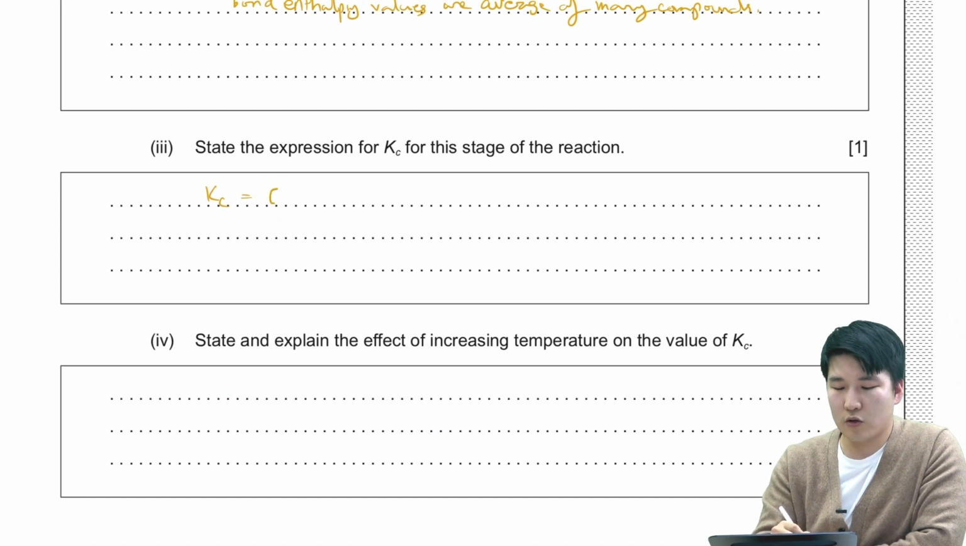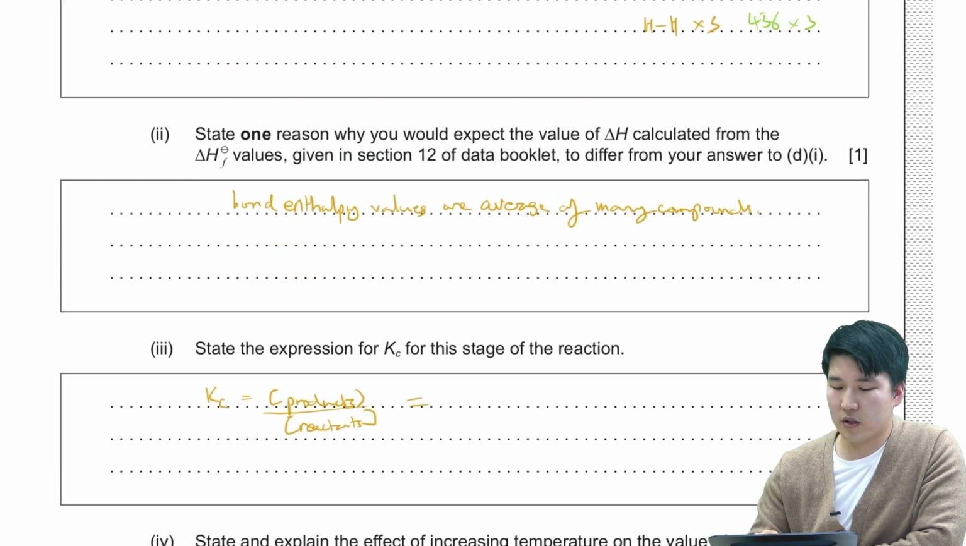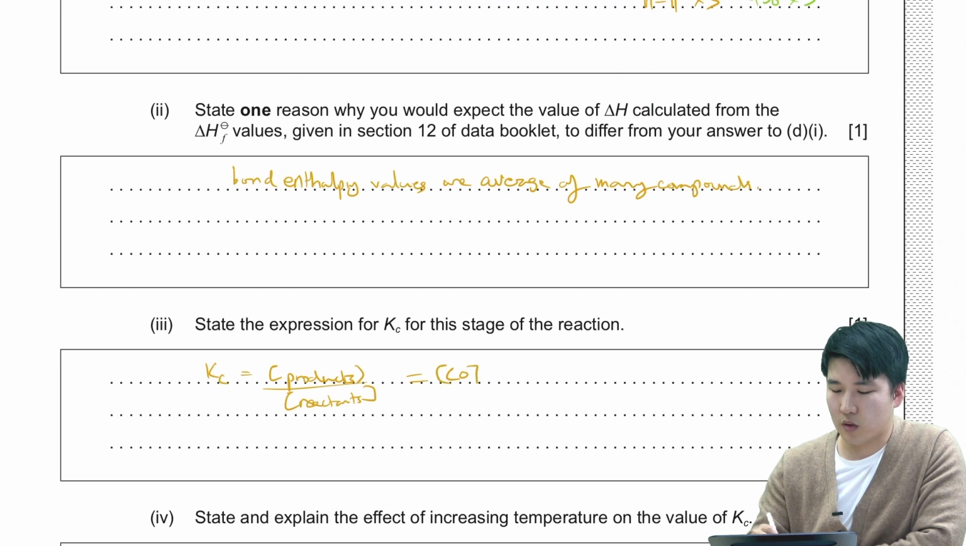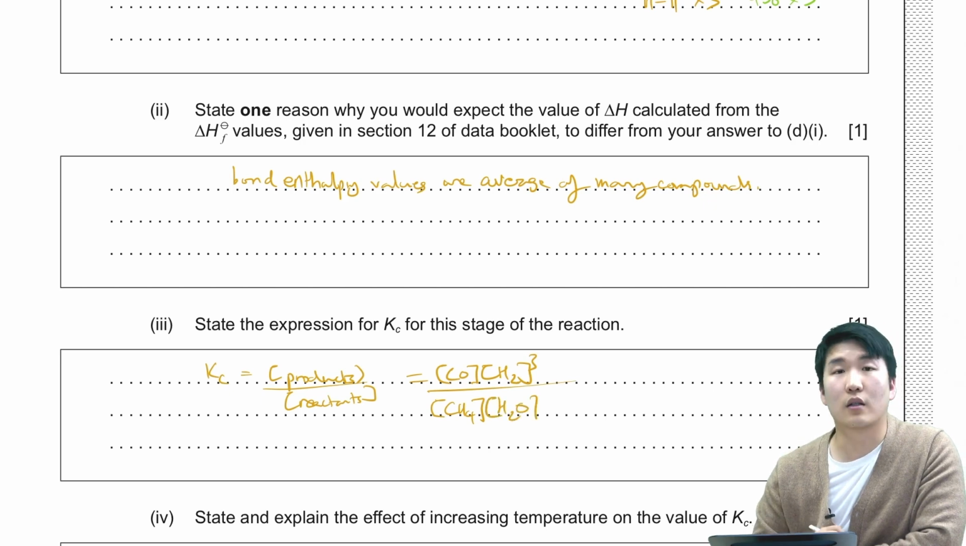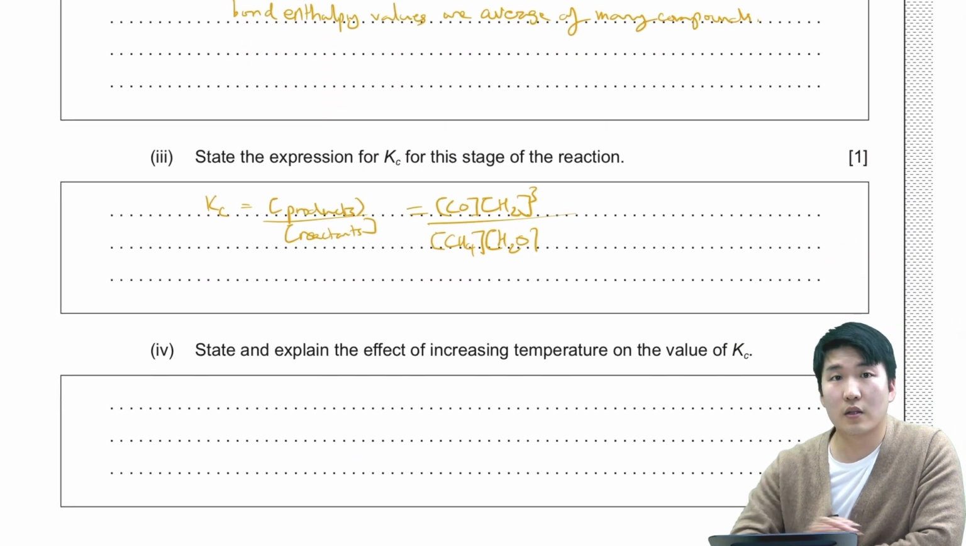Kc expression is going to be the concentration of products over reactants, where our products are represented by carbon monoxide, 1 carbon monoxide, and 3 H2. So we'll be cubing H2 concentration over 1 methane and 1 water. 1 methane, 1 water, 1 carbon monoxide, and 3 hydrogens.